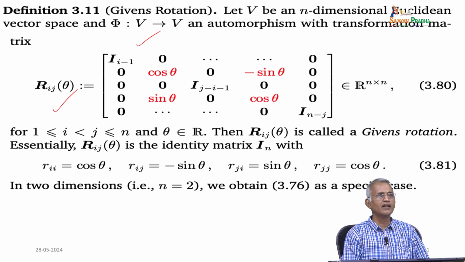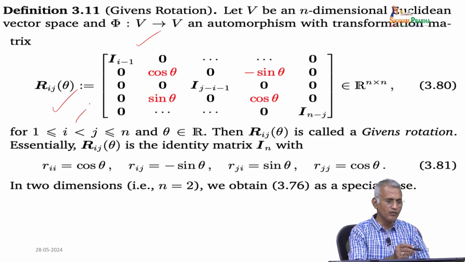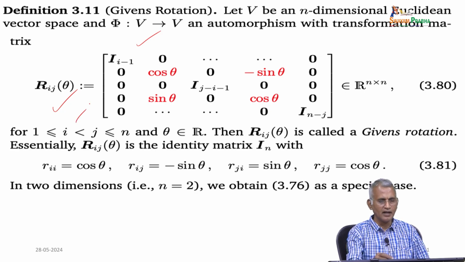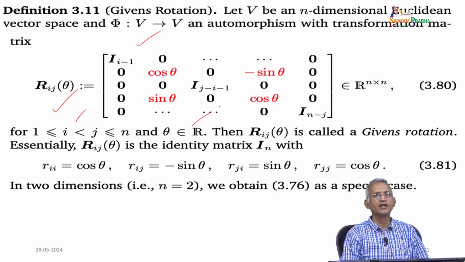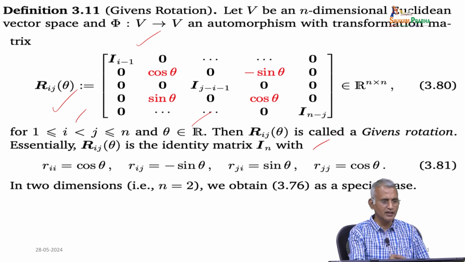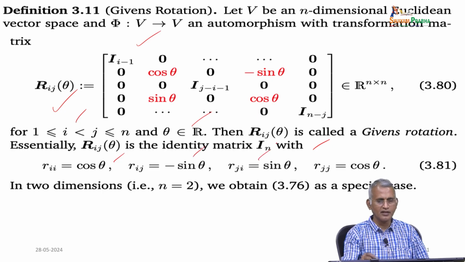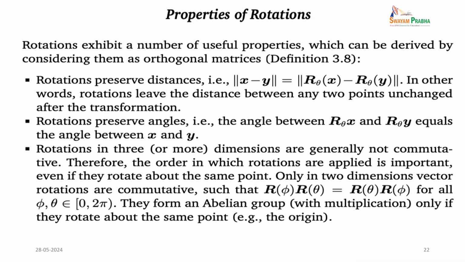Here i and j are bounded between 1 and n, and theta in R, then Rij of theta is called a Givens rotation. Essentially Rij of theta is the identity matrix In, except Rii is cos theta, Rij is minus sin theta, Rji is sin theta, Rjj is cos theta. In 2 dimensions, n equal to 2, we obtain a special case. Now, we have to discuss the properties of rotation.